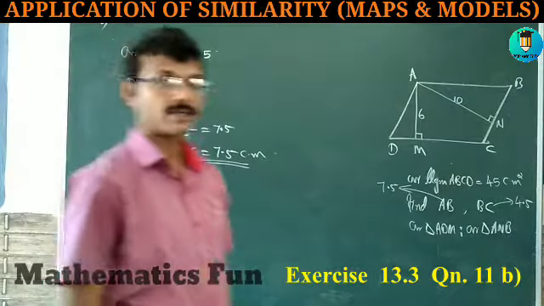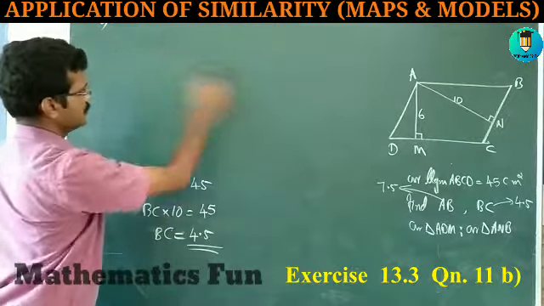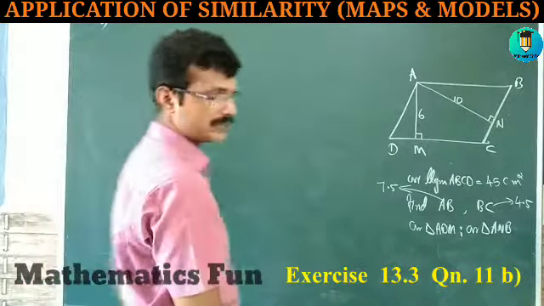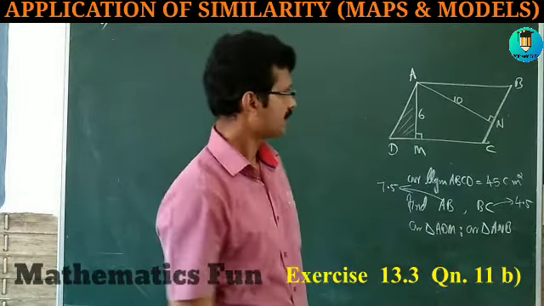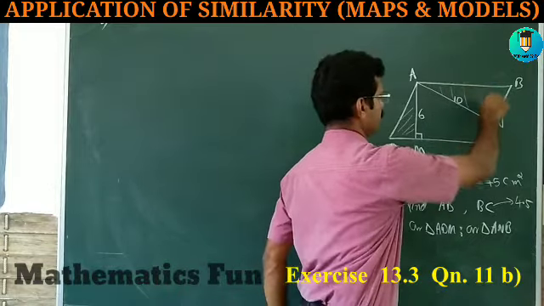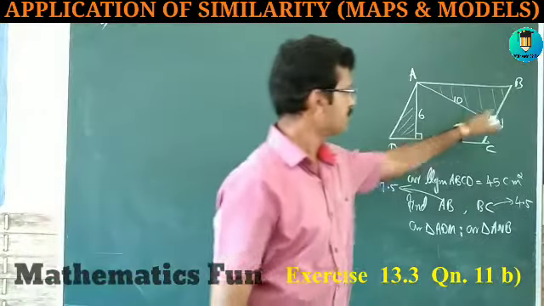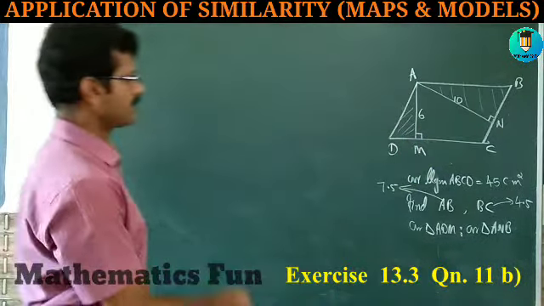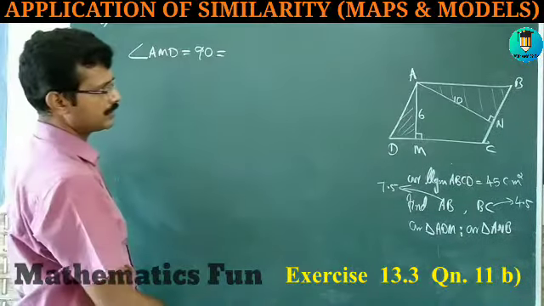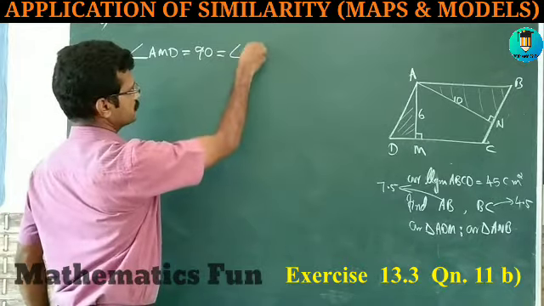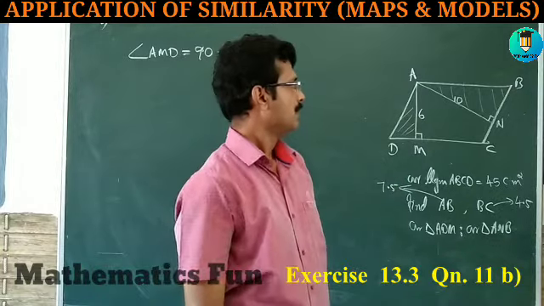Now we need one more part, the ratio of their areas. If the triangles are similar, then only we can go for the ratio of the areas. Triangle ADM and triangle ANB, these two triangles. When you consider these two triangles, you can see one angle is 90 in both. So first of all we can write angle AMD is equal to 90 is equal to angle ANB. Both are 90 degrees, perpendicular is given.